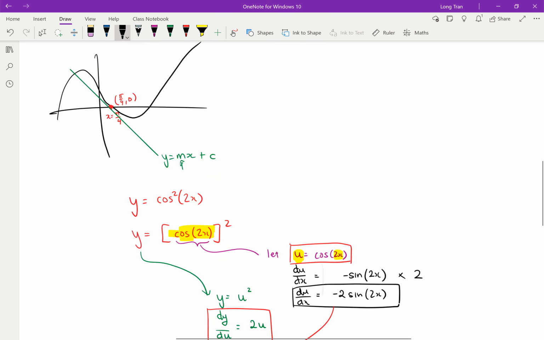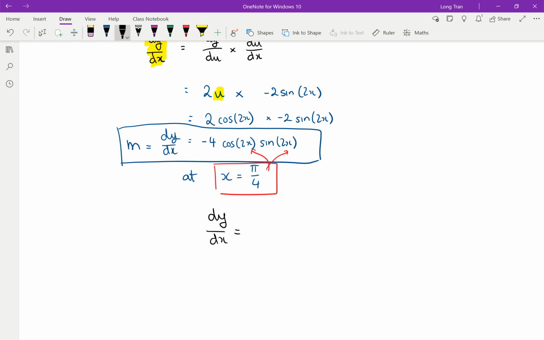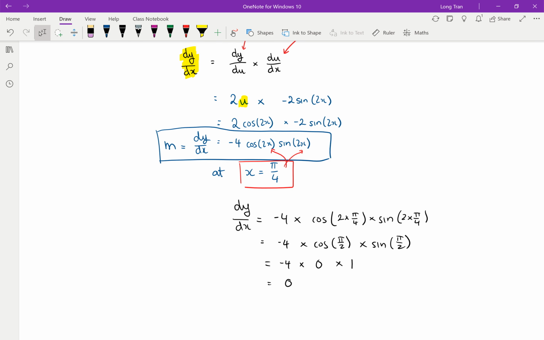So remember, our goal was to find m, the gradient of that tangent line. So here you have negative 4 multiplied to cos of 2 times pi on 4 times sine of 2 times pi on 4. So together it's negative 4 times cos of pi on 2 times sine of pi on 2. And knowing your exact values, we know this is just 0 times 1, but anything times 0 is just 0. So we now know the gradient is 0, or the tangent line is 0 at pi on 4.